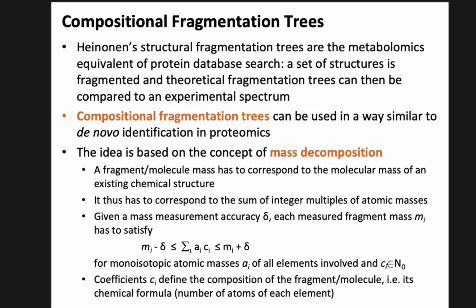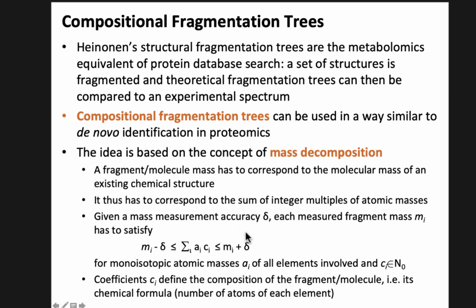This Heinonen approach, structural fragmentation trees, is related to database search in proteomics, because you have to start with a known structure. And compositional fragmentation trees, in a way, are similar to what is called de novo sequencing in proteomics, where you don't have the sequence. All you know is that there are amino acids in there, and you're trying to make up everything on the fly. So the idea is based on the concept of mass decomposition. As we've seen earlier in this lecture, the mass of a fragment of a molecule needs to correspond to a sum of existing fragments or existing atoms ultimately. So not all masses are possible.